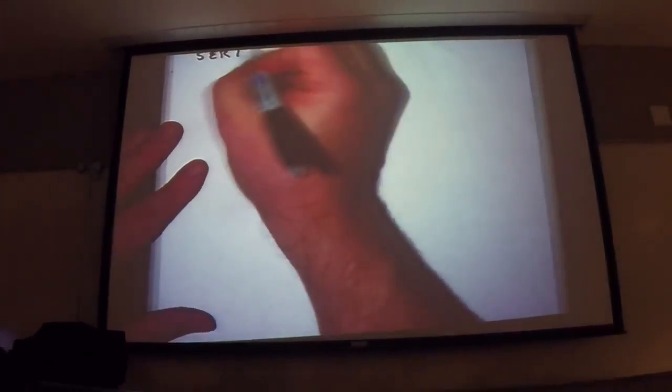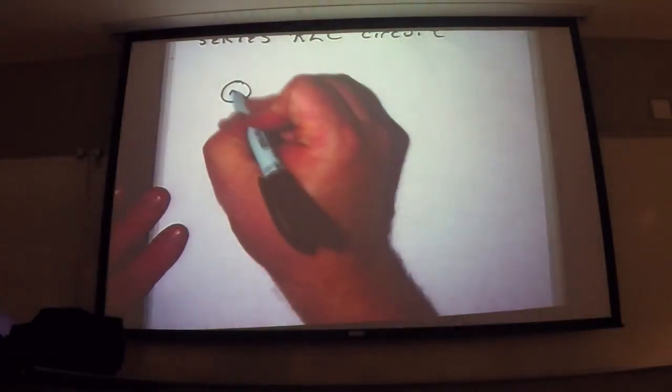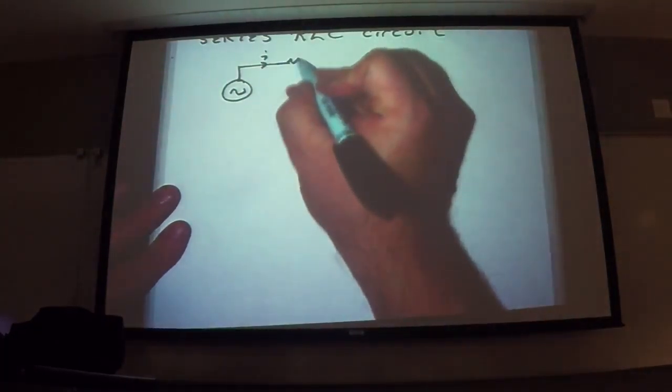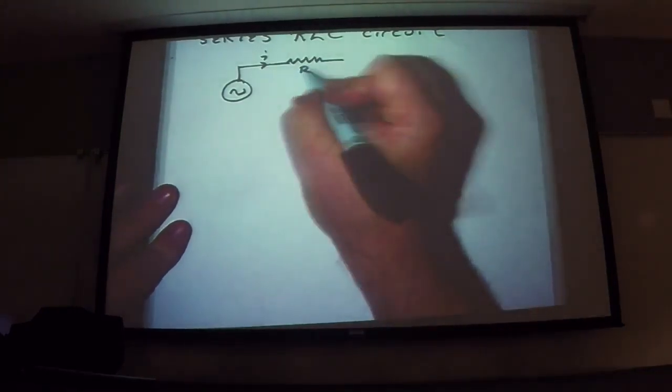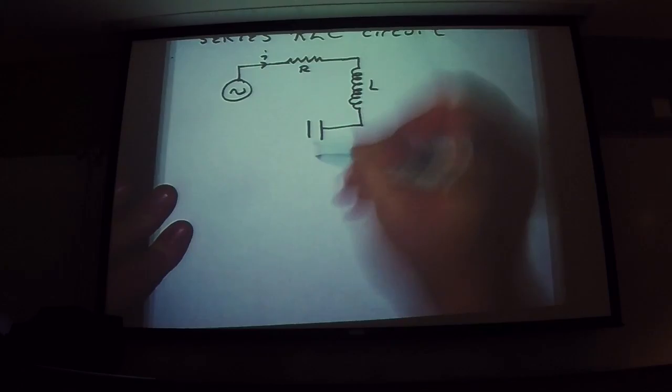The circuit. So we have an oscillator that produces a sinusoidal current going through a resistor, inductor, and capacitor.